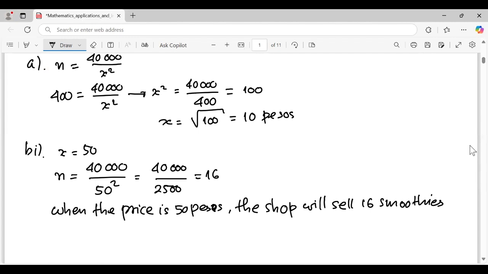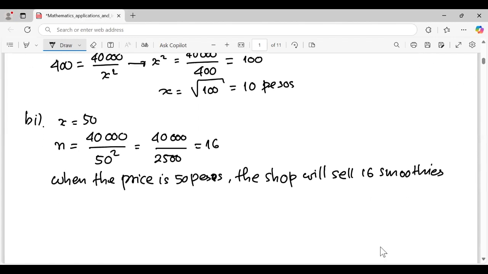All right. So for part two, we're going to find the total income. The total income equals the number of smoothies, 16, times the price, 50, which equals 800 pesos.